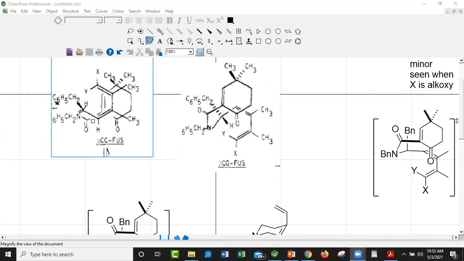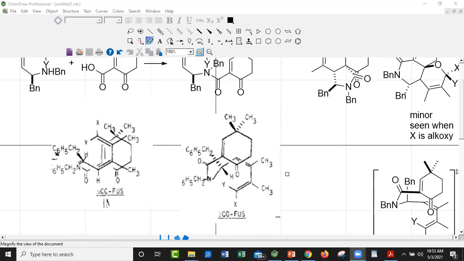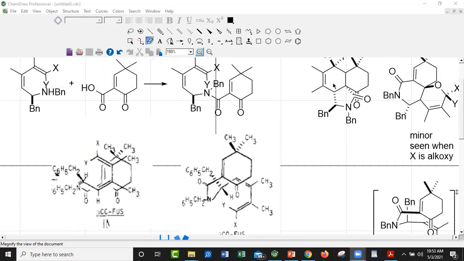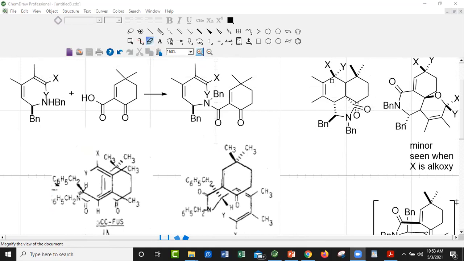But it's almost like a chair-like transition state where your diene is here, your dienophile is on the backside. So the diene is actually attacking from the top face of the dienophile, and that's going to give you your main product, which is right here, right? And this is the product that was expected.